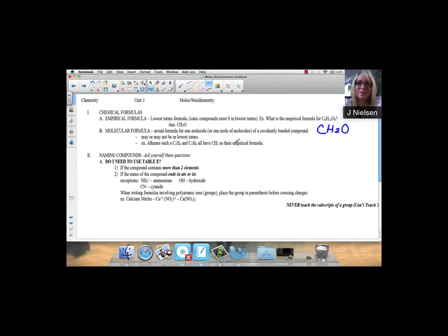Now, sometimes the molecular formula and the empirical formula are one and the same. For example, if I had C2H5, this is the molecular formula, but it is also the empirical formula because it cannot be reduced.